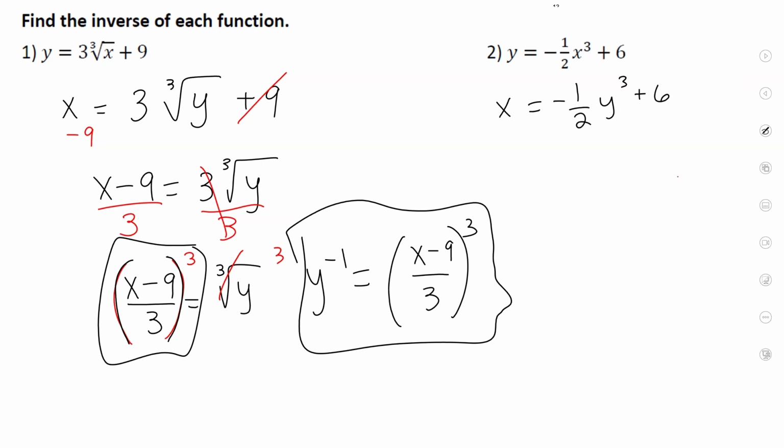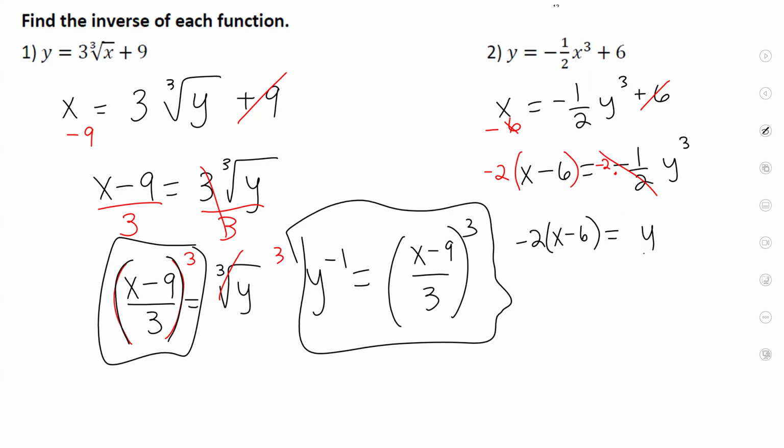All right, Ethan, what'd you do? Minus 6. Yeah. Oh, minus 6. All right, so we have X minus 6 equals negative 1/2 Y cubed. Now, guys, what is the reciprocal of negative 1/2? Negative 2. So I'm gonna multiply this side by a negative 2, those cancel. I'm gonna multiply this side by a negative 2. So this is what we get. Negative 2 times X minus 6 equals Y cubed.